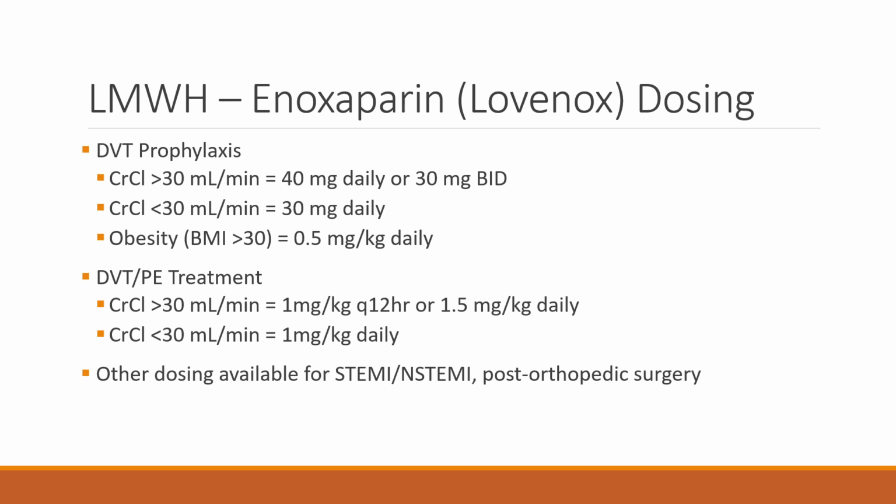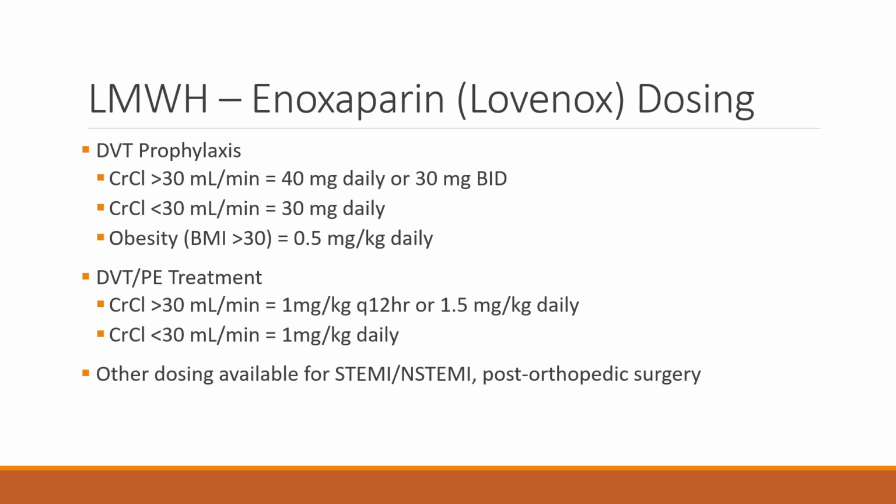So for low molecular weight dosing specific for enoxaparin or Lovenox, this is going to be the product that you will most often see. For DVT prophylaxis, we usually base this on creatinine clearance in the hospital, and pharmacy will be very involved in making sure that patients are getting the right doses. And we use a cutoff of 30 for their creatinine clearance. So if it's better than that, they're going to get 40 a day. If it's less than 30, they're going to get 30 a day.